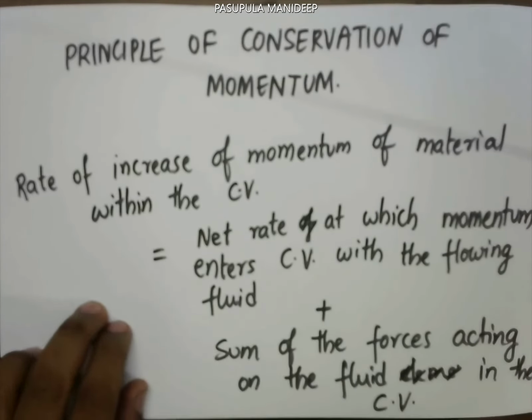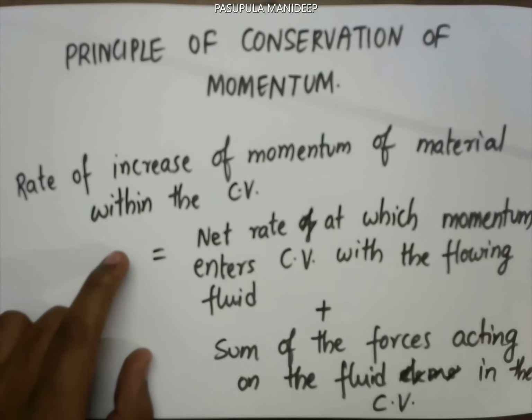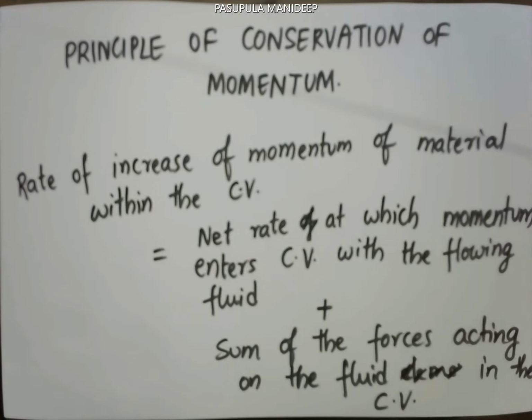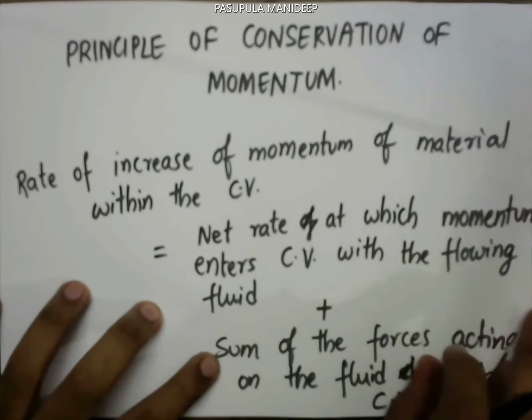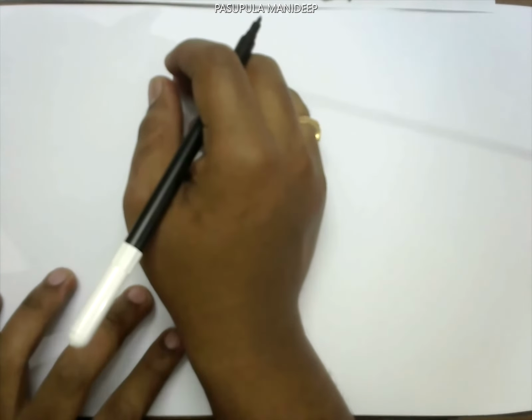So we can tell that the net rate of increase of momentum of the material within the control volume will be equal to the net rate at which the momentum enters the control volume with the flowing fluid, and the sum of the forces acting on the fluid in the control volume. Now, step by step, let us form the mathematical representation of the above statement which we have just written.